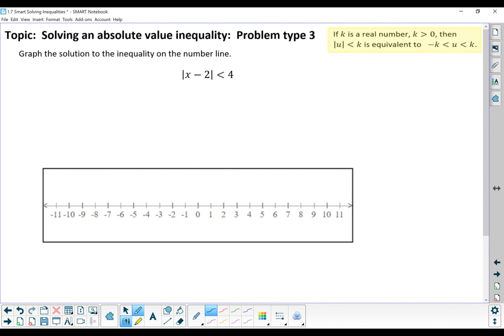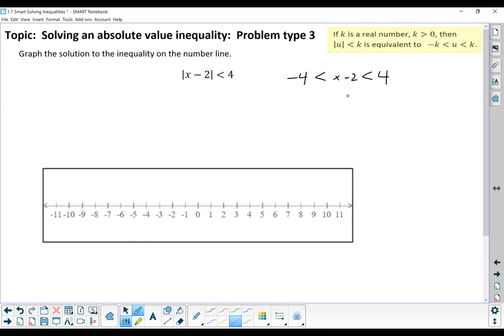in ALEKS. So we've got absolute value of x minus 2 is less than 4. This is already having that absolute value isolated, so we're ready to apply our rule, which I have in yellow over here on the corner. We've got a positive number here, and so we have an absolute value less than a positive number. That is equivalent to, we're going to negate the 4, put a positive 4 on the other end, and then the stuff inside the absolute value goes in the middle, x minus 2.